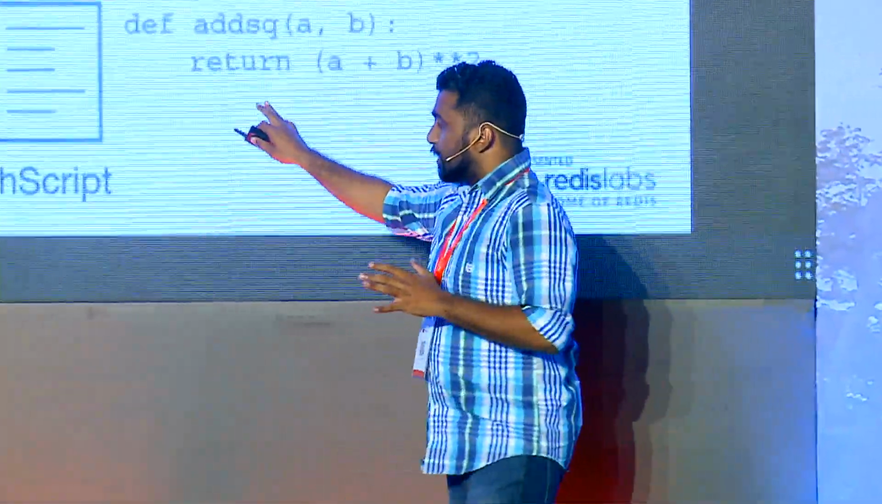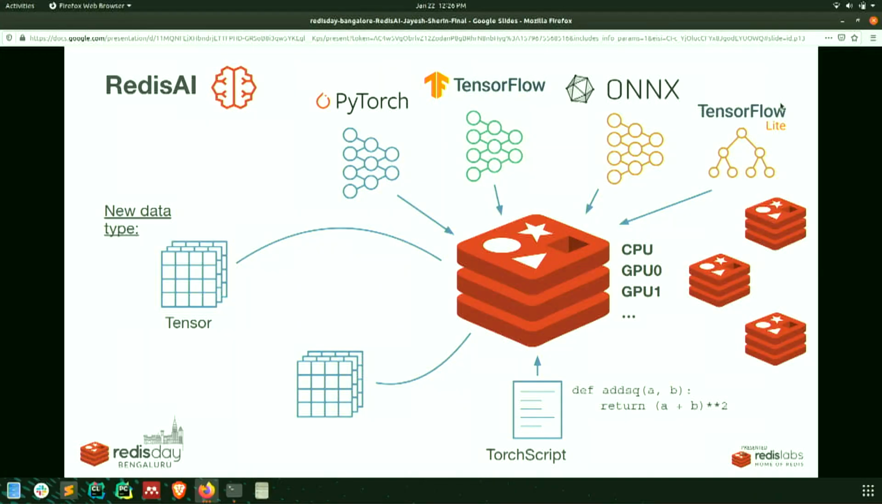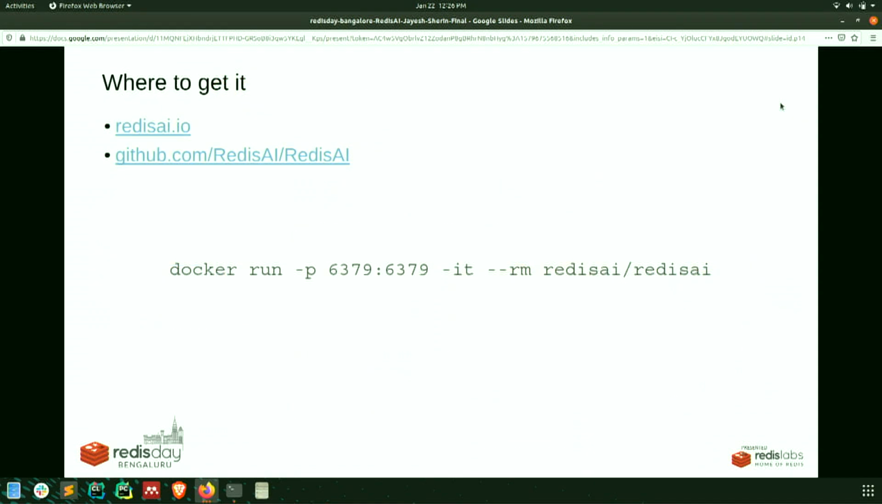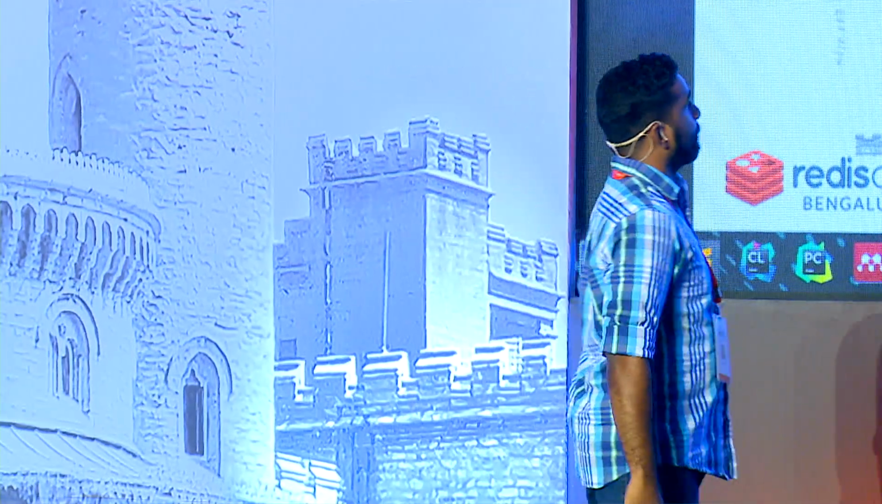Okay, so this is an example of Torch script. If you could see that function, that's an addition plus squaring function that's written in Python, but that's going to run in a C++ runtime. Right, where to get it? RedisAI.io is a website where you could read about the module and go through the documentation. If you want to run the Docker instance, you could get the container from Docker Hub at RedisAI/RedisAI.